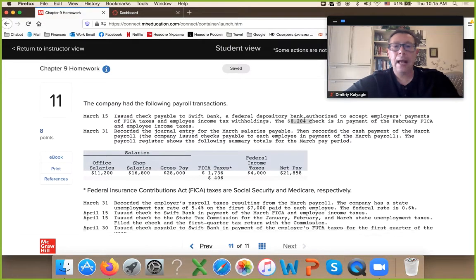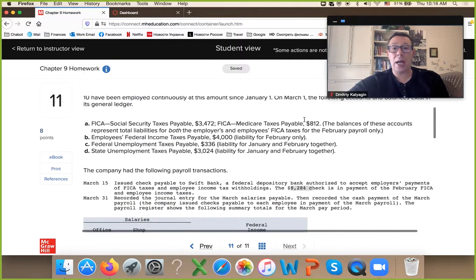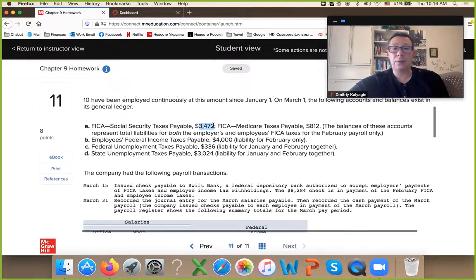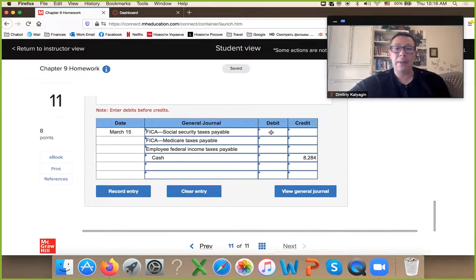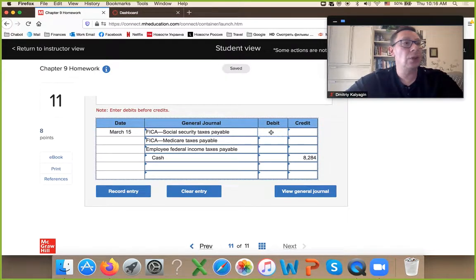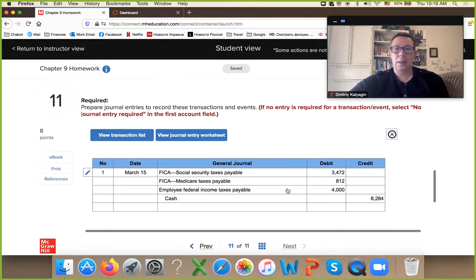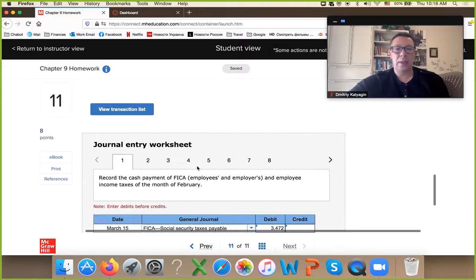How do I know how much Social Security? I just look at the balances. This is the balance of Social Security, 3,472. This is the balance of Medicare, 812, and this is the balance of employees' federal income tax payable, 4,000. When you add them up, it will be equal to 8,284: 3,472, 812, and 4,000. Done. This is record entry. View it. There it is. And we can record it.